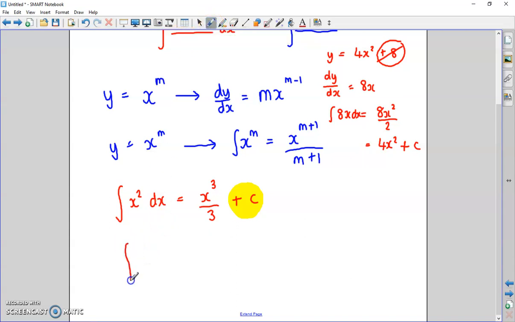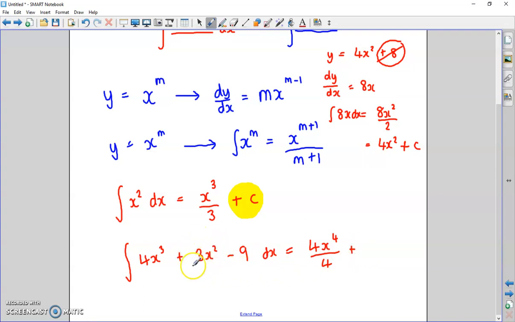If we do another one, look. Let's have 4x cubed plus 3x squared minus 9, with respect to x. Let's have a look. So look at the first term. Raise the power by 1 and divide by the new power. That would be 4x to the power of 4 over 4. Tidy it up in a second.